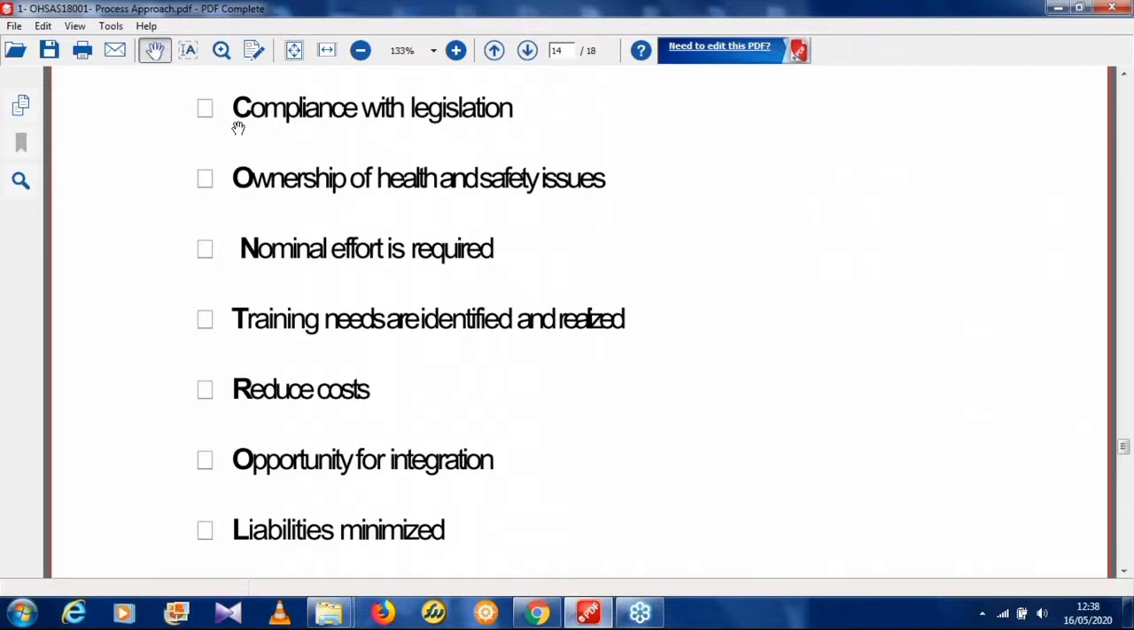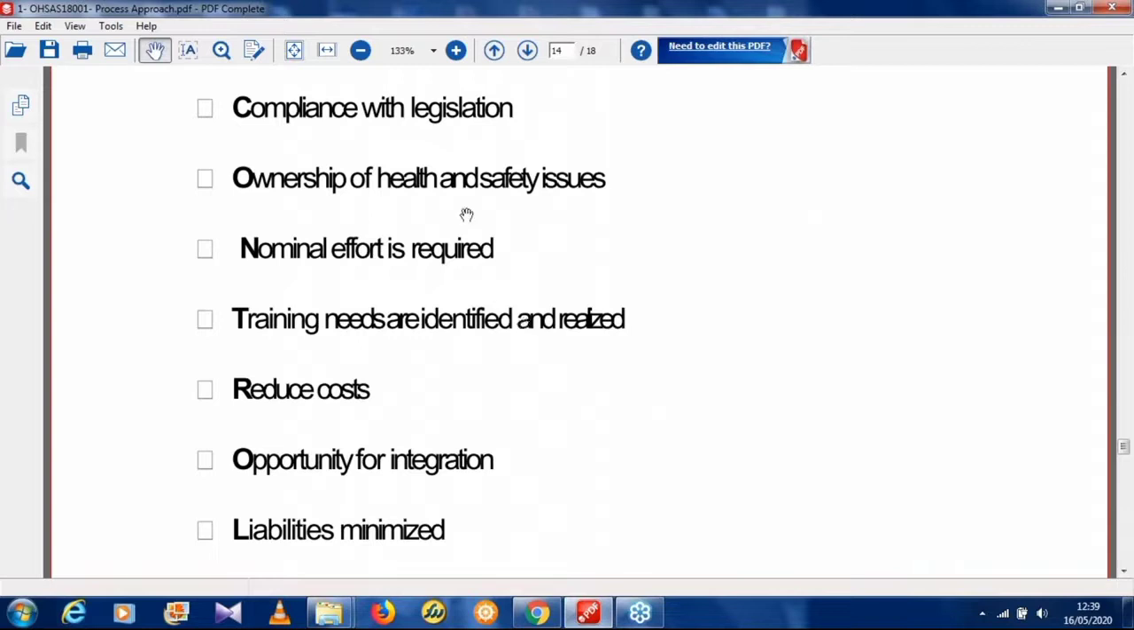All right. Then nominal effort is required. You don't need so much effort as an individual. You don't have to put in too much stress. Everything is going to be done with very little effort, not much, because everybody is putting things together and everything is now being done safely and better. All right, training needs are identified and realized. So you get to realize when training needs to be done and all that. Please don't forget all this acronym for the benefits of OHSAS 18001. The benefit is what?